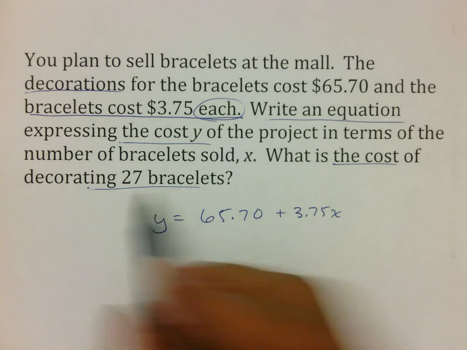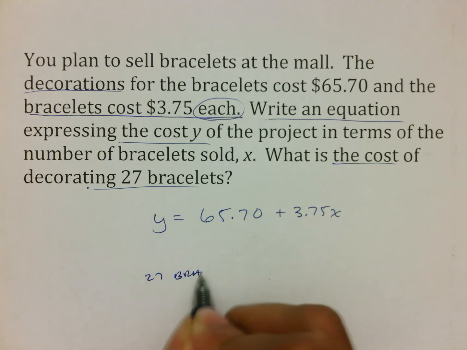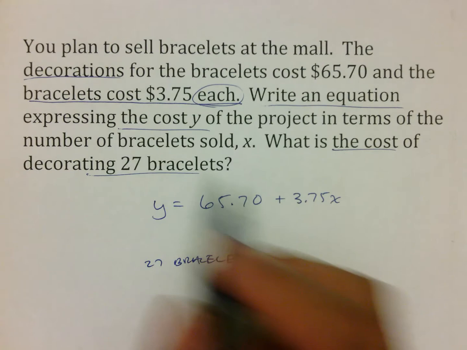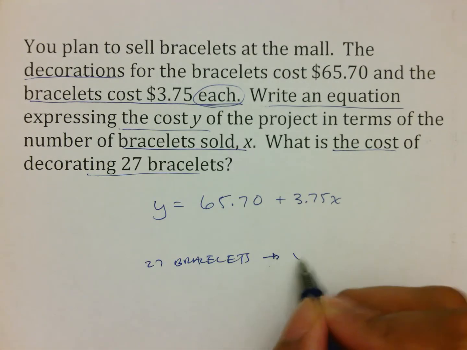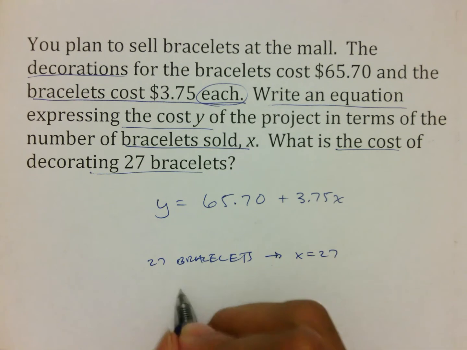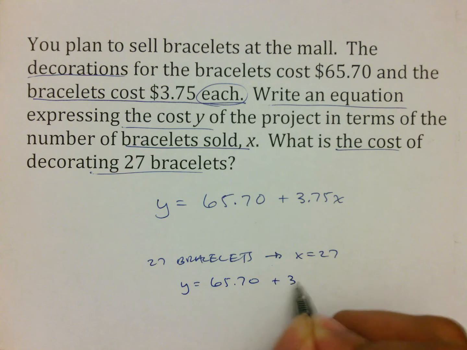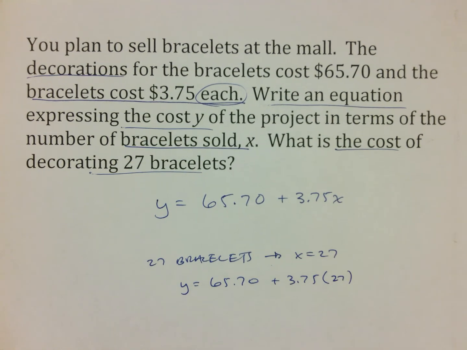But the second part is going to be important. You want the cost of decorating 27 bracelets. And so what that means is, if you remember that bracelets is x, we simply got to take that 27 and plug it in. So we are going to do y equals $65.70 plus 3.75 times 27.